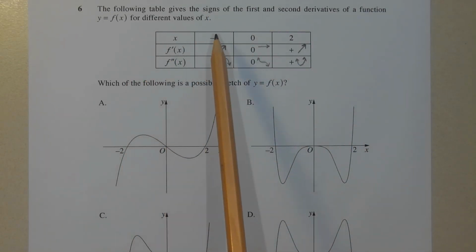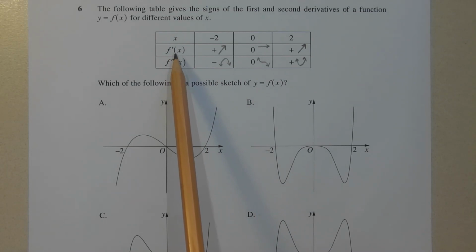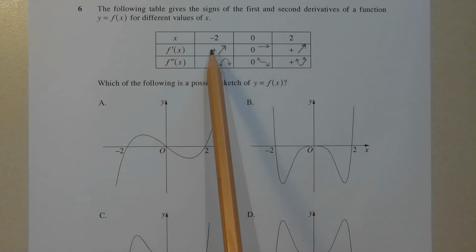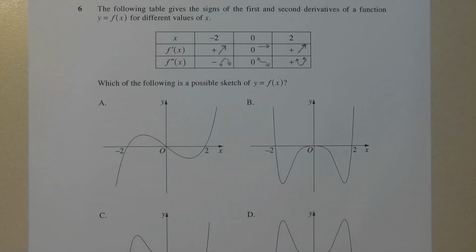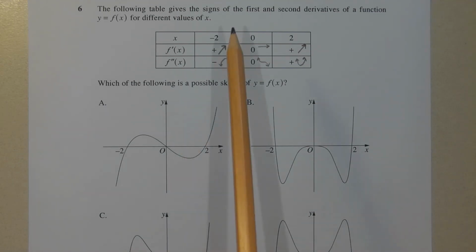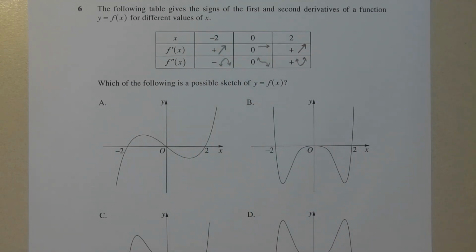When x is equal to -2, the value of the first derivative, f dash of x, is positive. That means that the gradient of the tangent to the curve where x equals -2 is positive. And the value of the second derivative, f double dash of x, is negative. And that means that the curve is concave down in the region around where x equals -2.